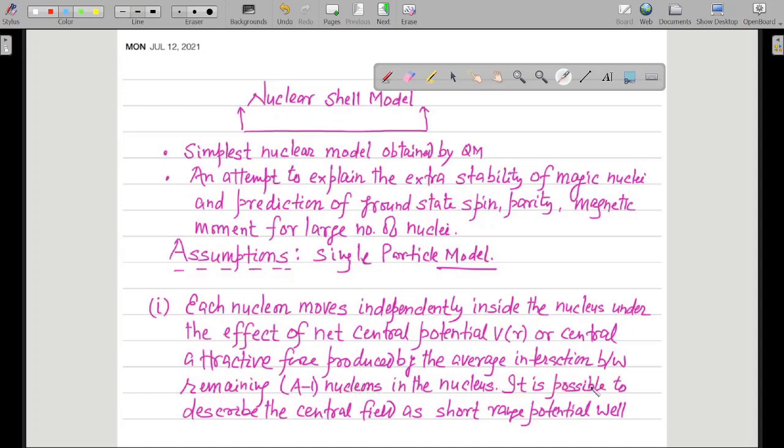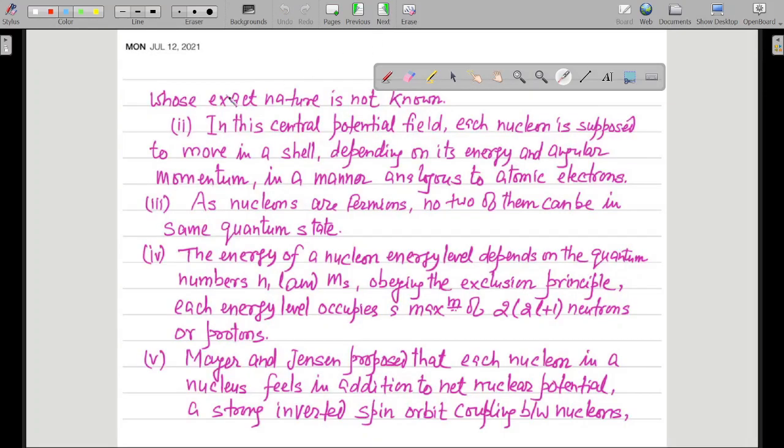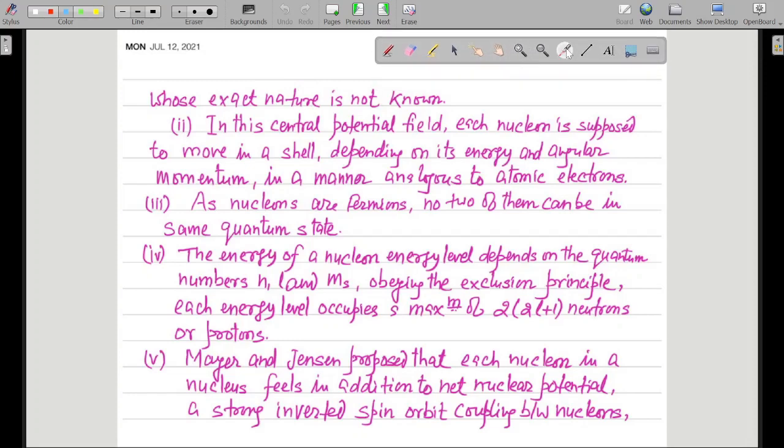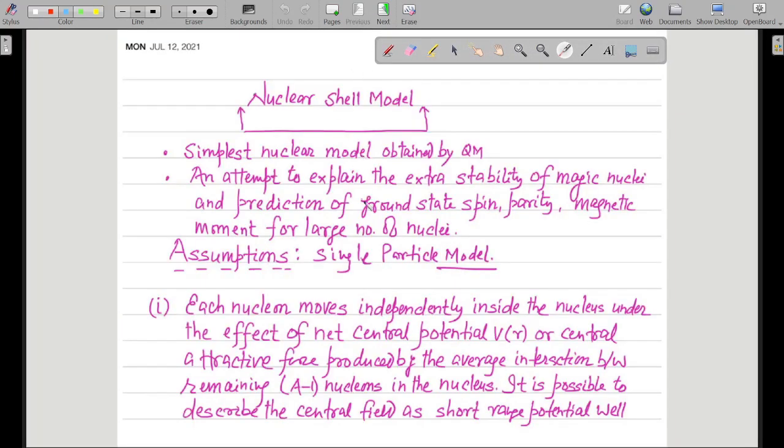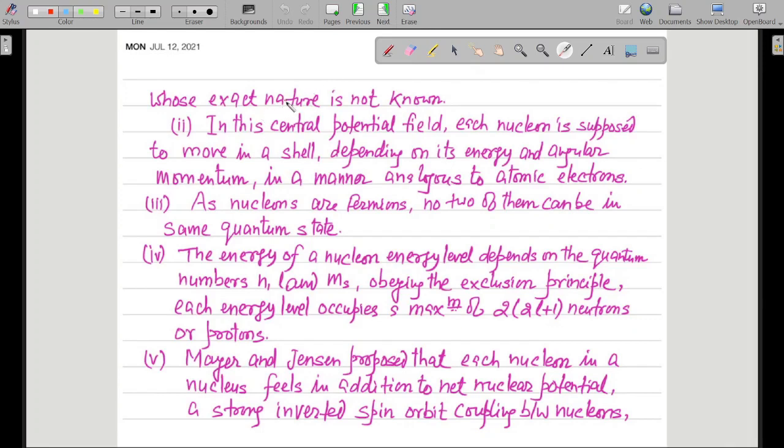It is possible to describe the central field as a short range potential well. Now how can you describe the central field? It is possible to describe it as a short range potential well whose exact nature is not known. The central potential V(r) acting here is a short range potential well, meaning this central force is of short range. The exact nature of this force acting on the nucleons is not known, but we are assuming it to be a central force.